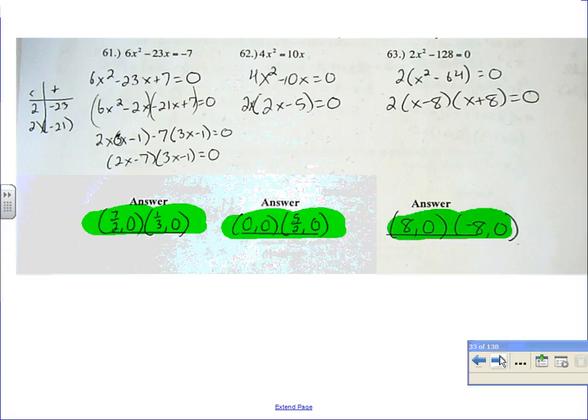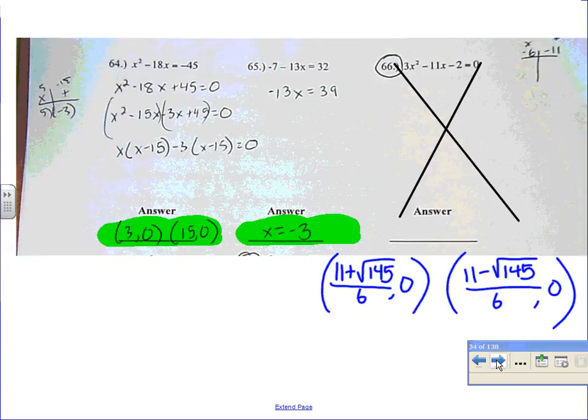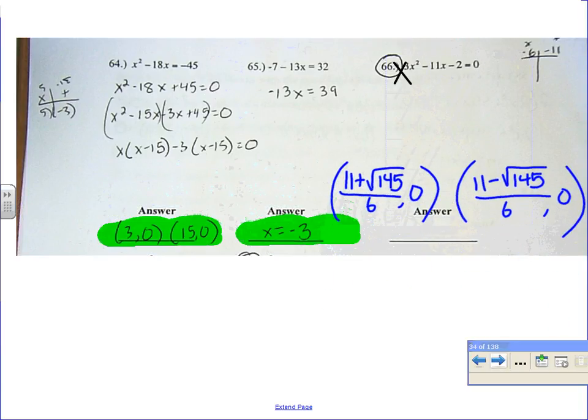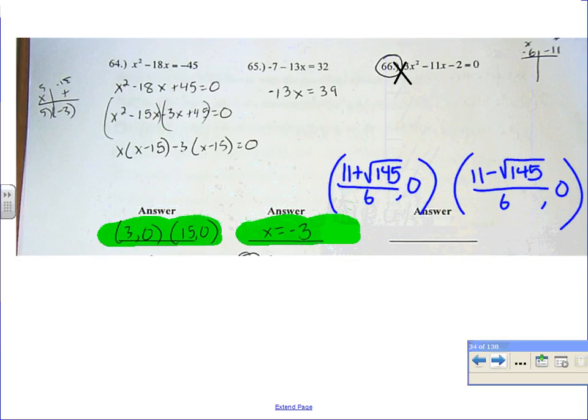63, 8, 0, and -8, 0. 64, 3, comma 0, 15, comma 0. 65, x equals -3. 66 is a quadratic formula problem. You should have 11 plus the square root of 145/6, comma 0, and 11 minus the square root of 145/6, comma 0.